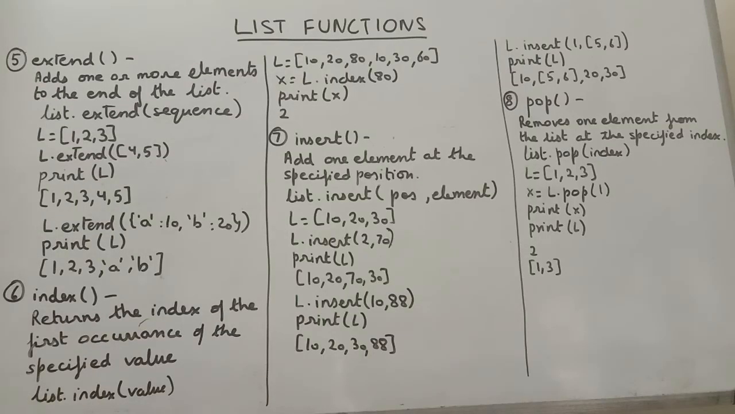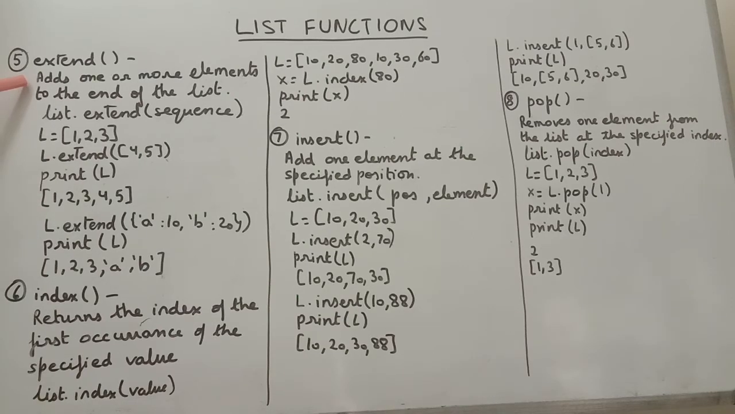The next function is the extend function. This function adds one or more elements to the end of the list. The syntax is list.extend, and within brackets we specify the sequence. This function will not accept a single value, but it will accept the argument in the form of a sequence. A sequence could be a list, dictionary, tuple, string, anything, and all the elements of the sequence will be added as different elements of the list. So the size of the list will increase according to the number of elements in the sequence.